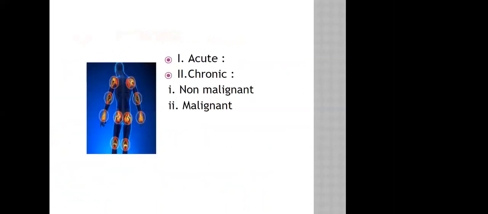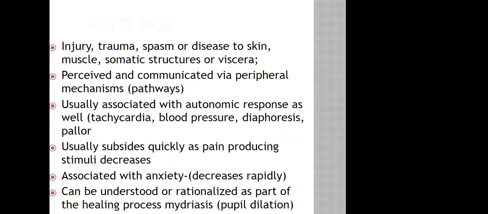So the next point is classification. In classification, we have acute, chronic, non-malignant, and malignant. So first we'll see acute pain. Acute pain is caused by an evident circumstance related to the skin and muscle, like injury, trauma, or disease. The patient may have high blood pressure and tachycardia, and it usually subsides quickly as the pain stimulus decreases.